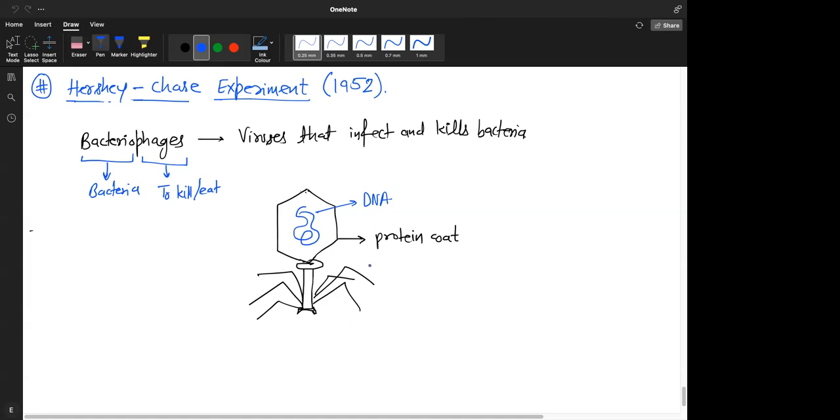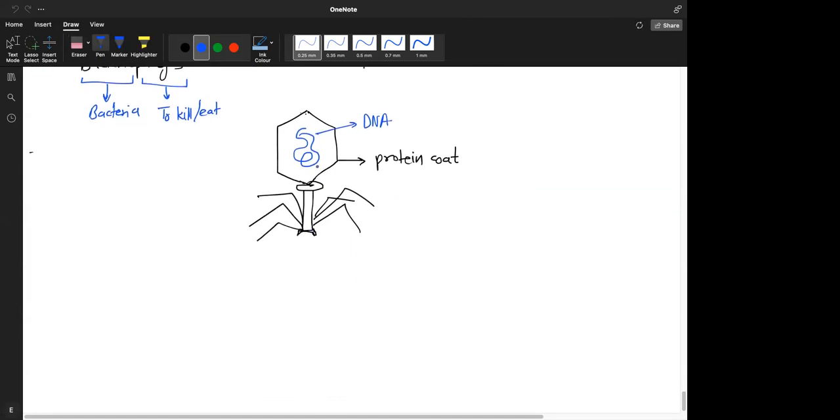Yes. Very simple structure. Now, because viruses do not have cytoplasm, other cell organelles, because viruses are not living outside the host, they only behave like living when they enter the host, where they replicate in number. Now they took bacteriophages and cultured these viruses into different medium.